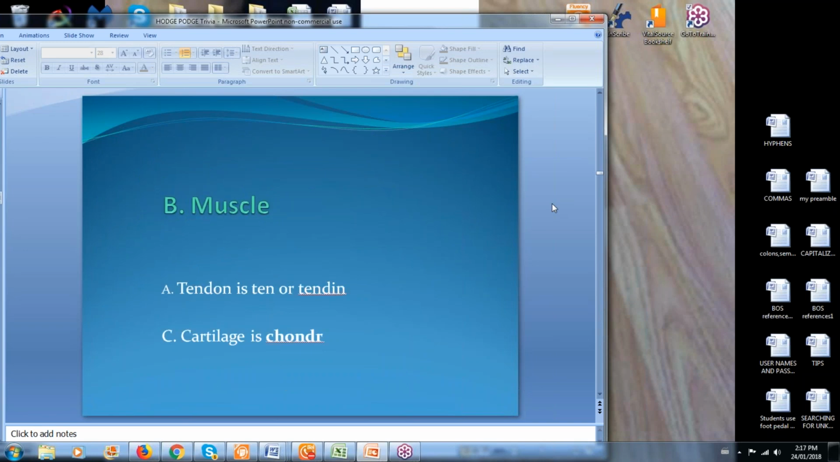That's right, B, muscle. A, tendon: the prefix for tendon is T-E-N or T-E-N-D-I-N, and cartilage is chondro, C-H-O-N-D-R.